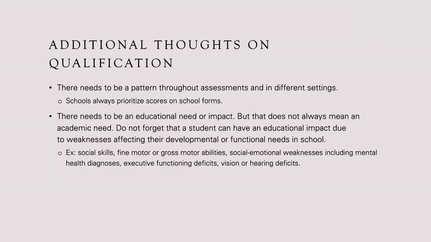Yeah. So some additional thoughts on qualification. Again, there needs to be a pattern throughout the assessments and in different settings. I know I just said that we're really looking at what's happening in school, and that's very true. But sometimes, for instance, if we're looking at autism qualification, a student who's on the autism spectrum is going to be on the autism spectrum regardless of where they're at. And so we really want to see that pattern throughout settings. So are we struggling with these things at home as well as school?